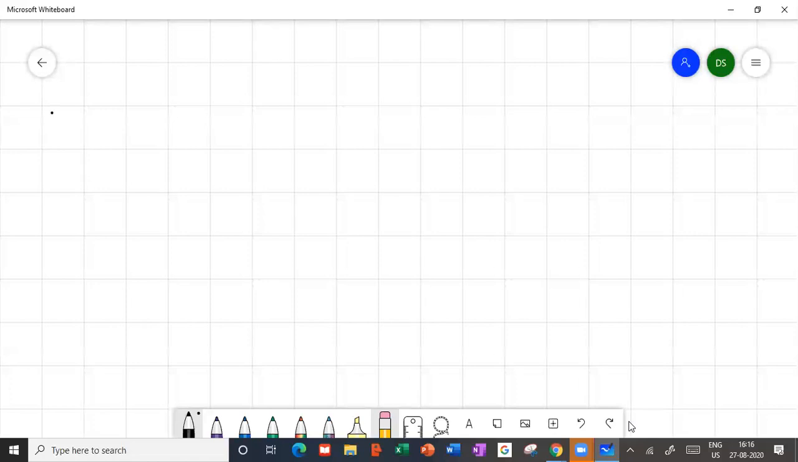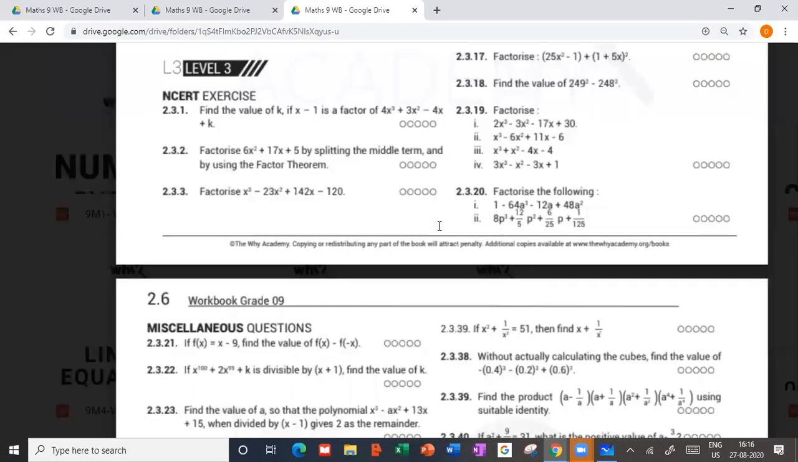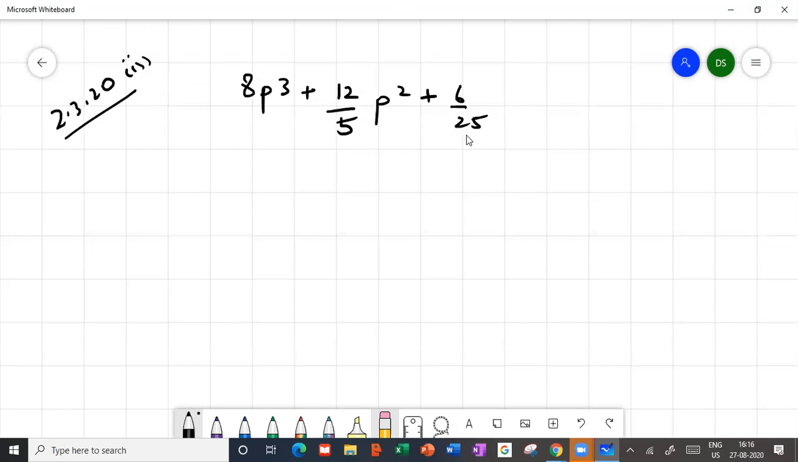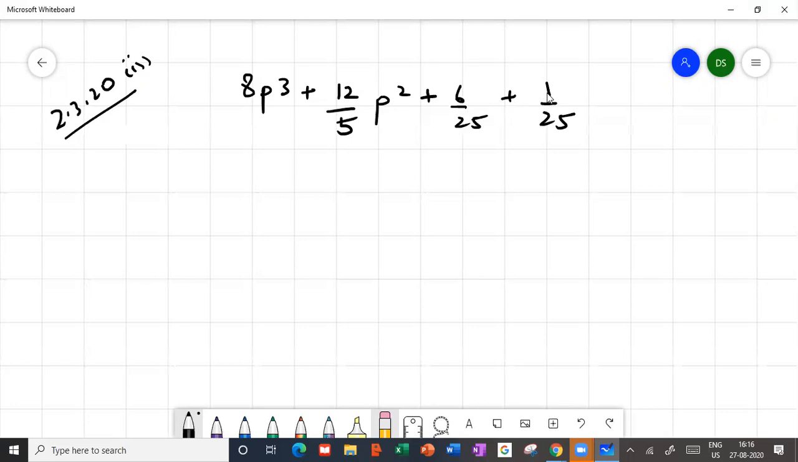We were on 2.3.20 part 2. Correct? 8p cube plus 12 by 5p square plus 6 by 25p plus 1 by 125. Okay. So from this I can say this is something related to 5, if you look at the denominator, 1 by 125. I made it 125.